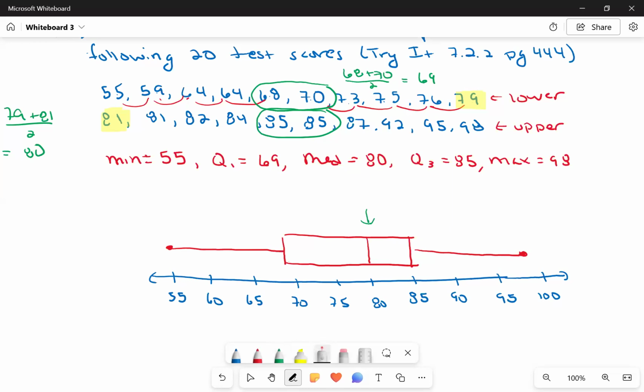It's still pretty darn symmetrical. And what I'm looking at when I'm looking at symmetry is how spaced out the whiskers are from each other. Are they vastly different? Is one super long compared to the other? And the answer is no, not really.